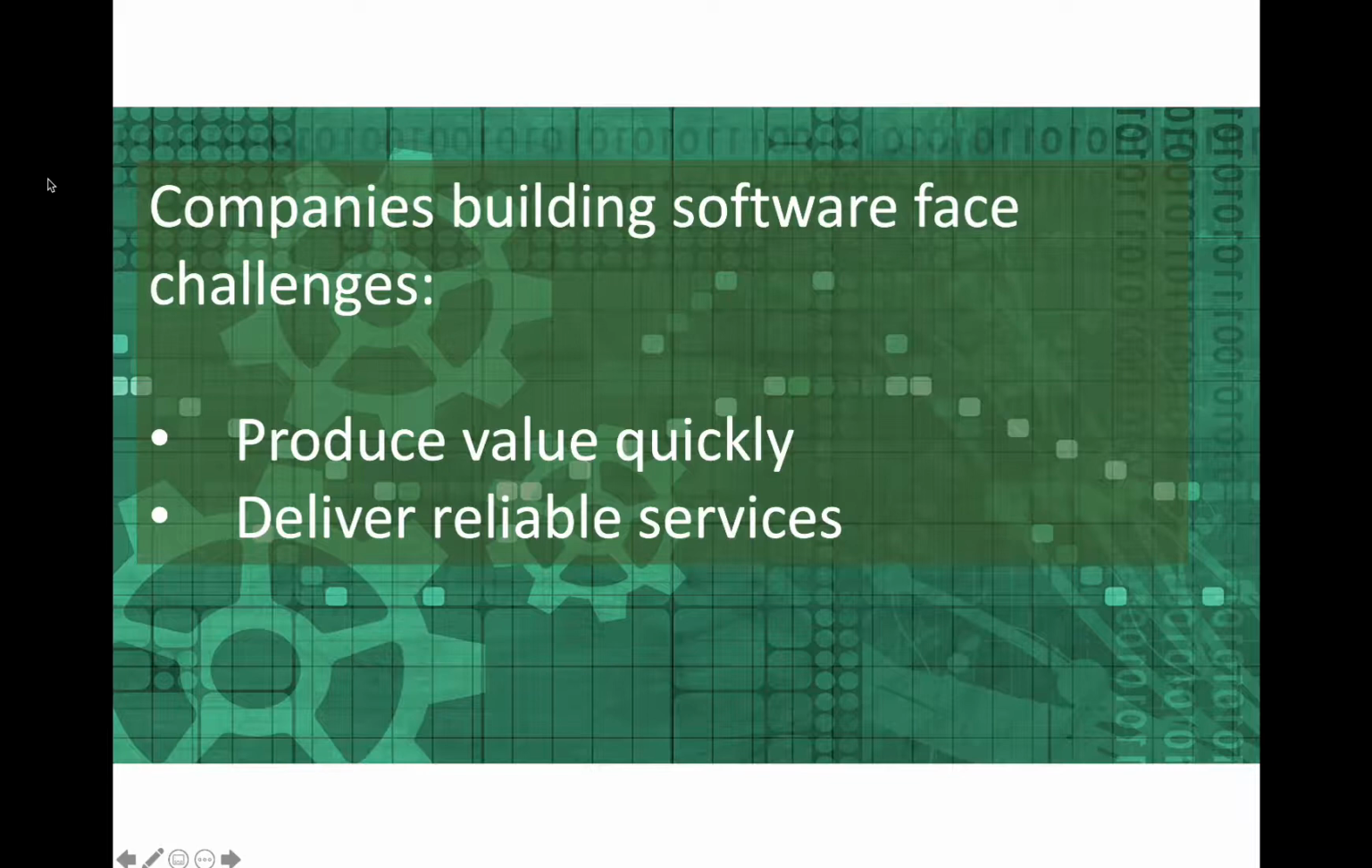At the same time, though, our software organizations are being asked to deliver reliable services. The services that we're delivering are becoming more and more mission critical. They're being embedded in every process within the organization. Our software and our automated processes cannot fail because it will significantly impact the organization. The challenge is then, how do we produce value quickly in a software organization while delivering services reliably?